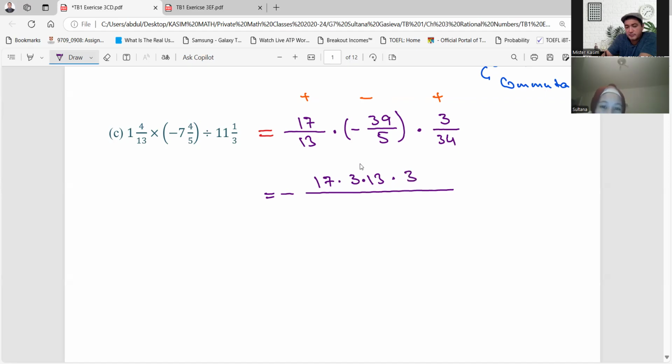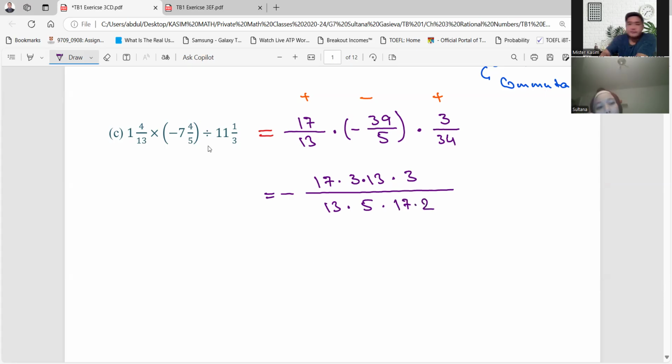Here we have 3. And how about at the bottom? Here we have 13, and 13, here we have 5, 5. And any factor for 34? No, we just did. Yes, it is 17 times 2, right?